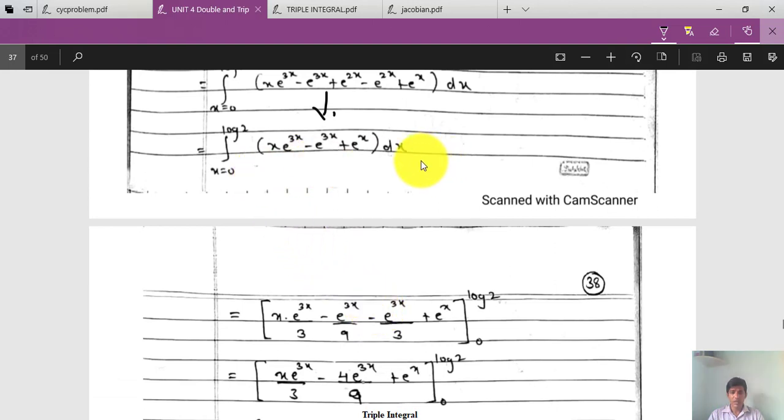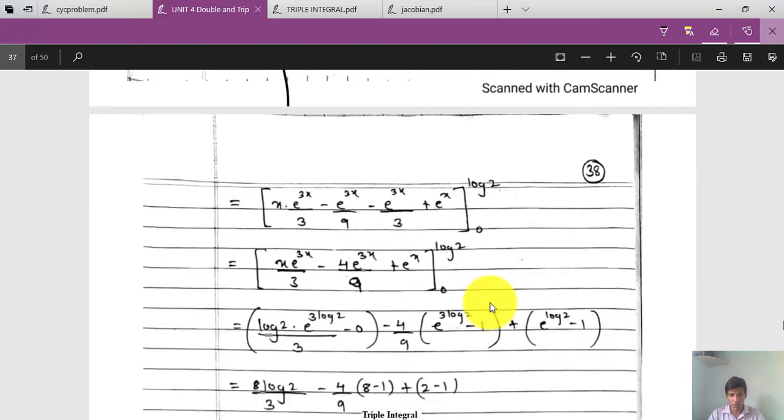Therefore, integrating it with respect to x, the value turns out to be, this is the u by v rule, that is integration by parts, right? So the value turns out to be x into e raised to 3x, then here it is minus sign, so I am taking minus, e raised to 3x divided by 3, and the integration of e raised to x is e raised to x only, right? Now integrating it over the limits, that is 0 to log 2.